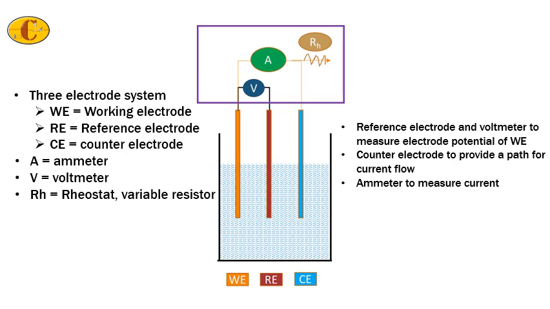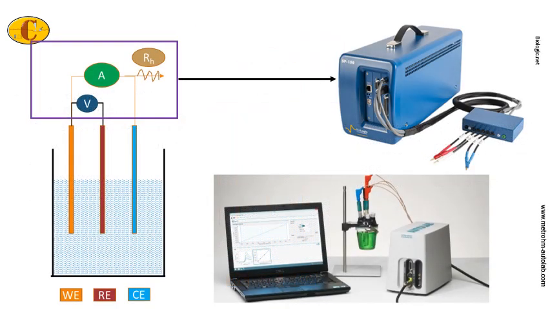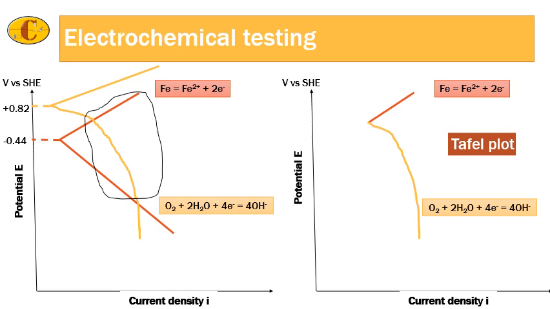So basically what we do is we apply a current and we measure the potential, that is, measure the flow of the current that is happening. So this is how a potentiostat usually looks, and the connections are particular to the three types of electrodes. Electrochemical testing, usually this is a potentiodynamic polarization plot.